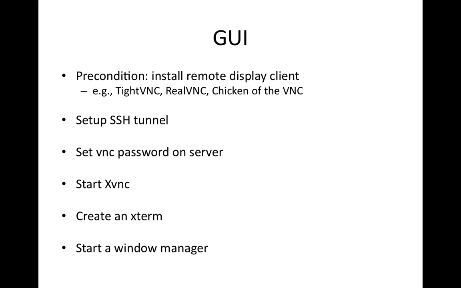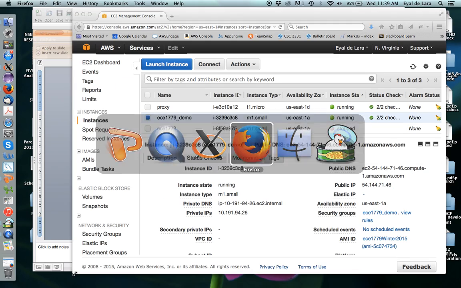At that point, we're going to set up a password for the VNC server. We're going to start the VNC server, and then we're going to create a terminal and start a window manager. So let's see how we do this in steps.